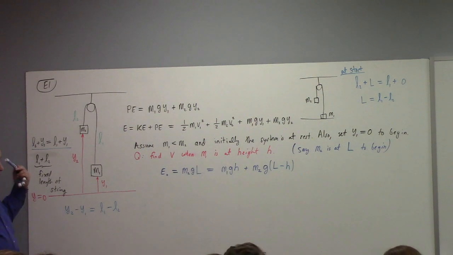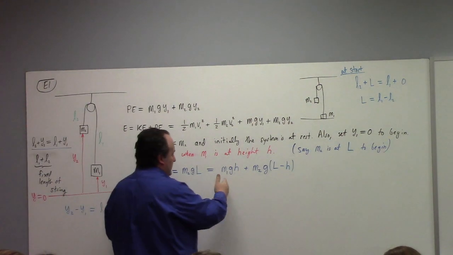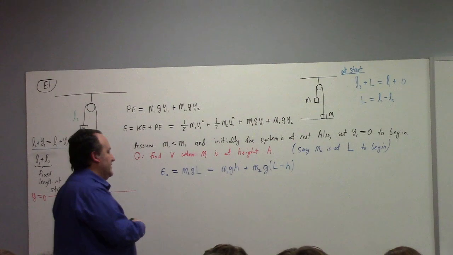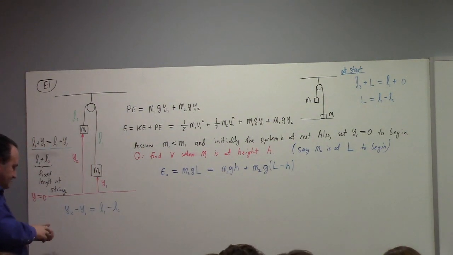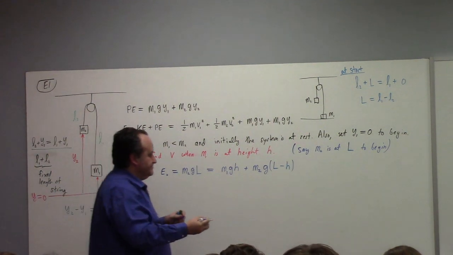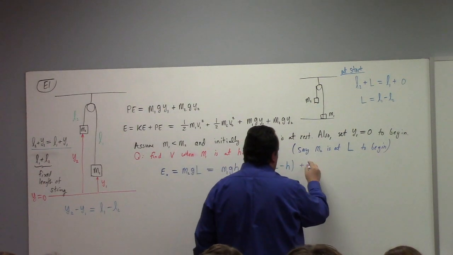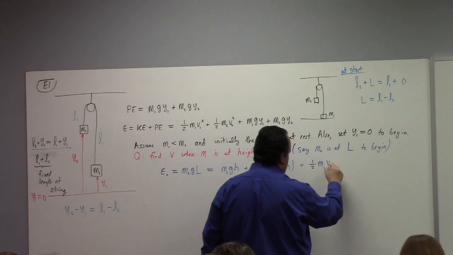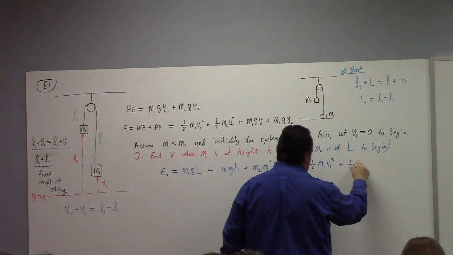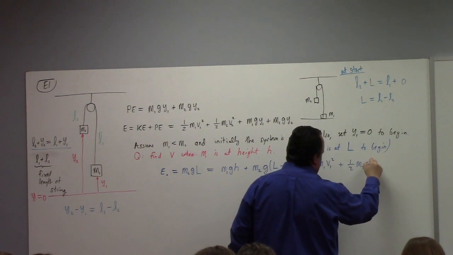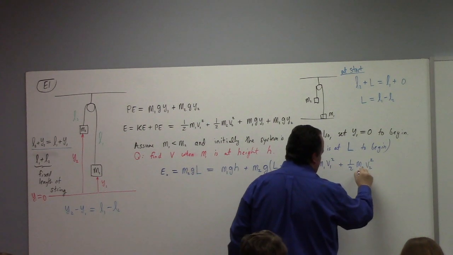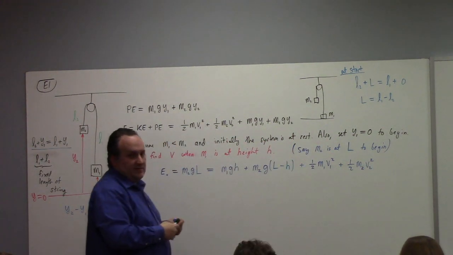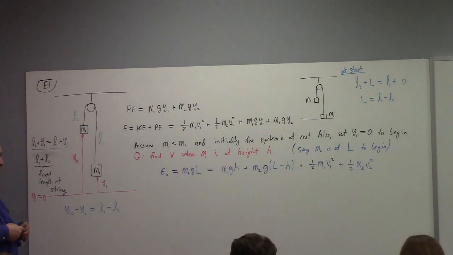Anyway, so my point is, this is the formula for the potential energy. How about the kinetic energy though? We still have 1/2 m1 v1 squared, right? Plus 1/2 m2 v2 squared. Does the kinetic energy care about whether it's coming up or down? Thankfully, no, right? This is just a scalar that depends on the square of the velocity.